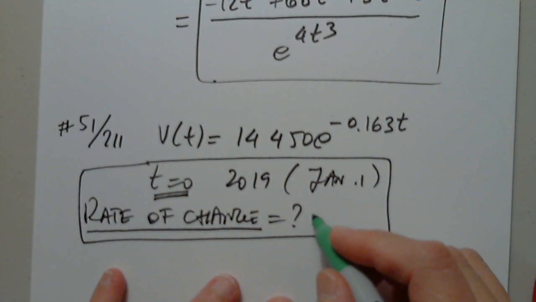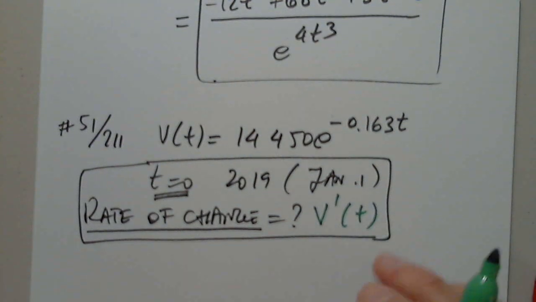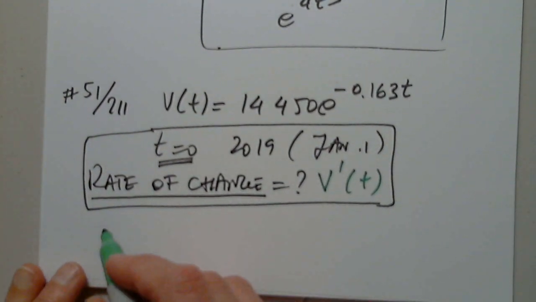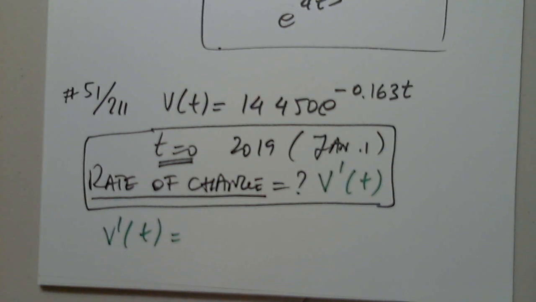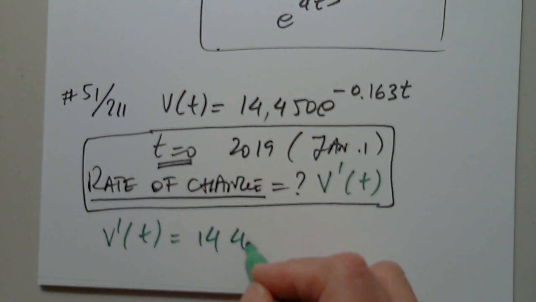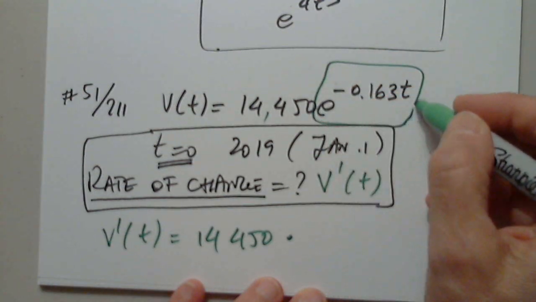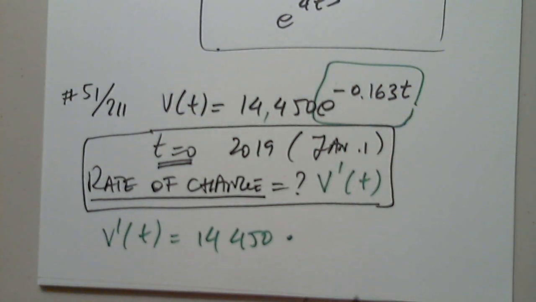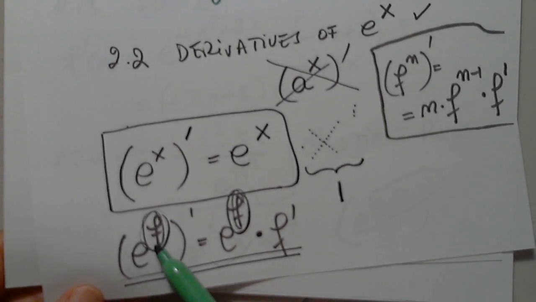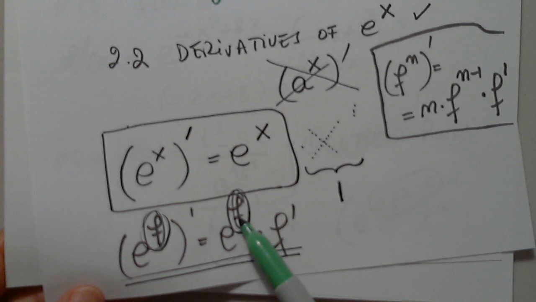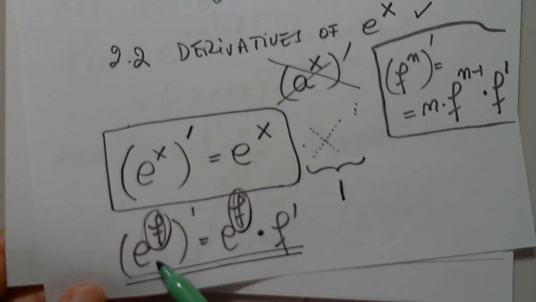So the rate of change is v prime of t. Okay, so let's find v prime of t. So we have 14,450 times, can anyone differentiate e to negative 0.163 t for us? How do I differentiate that? I can show the formula one more time if that's what you want. Here it is: e to a function, prime, is e to the function, same thing, times the inner function prime.